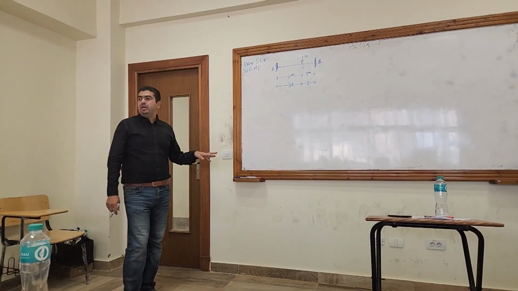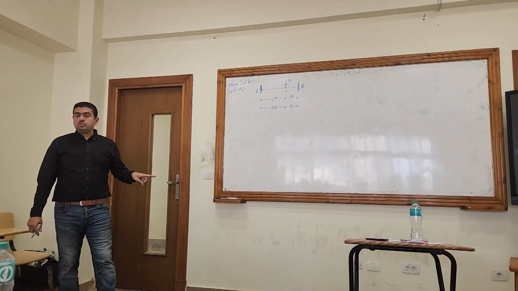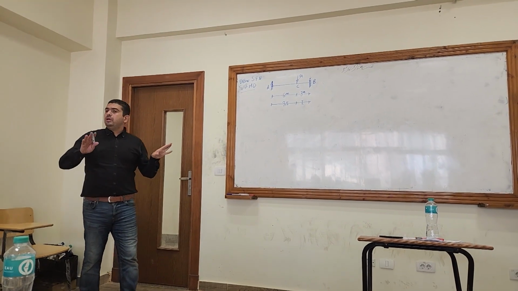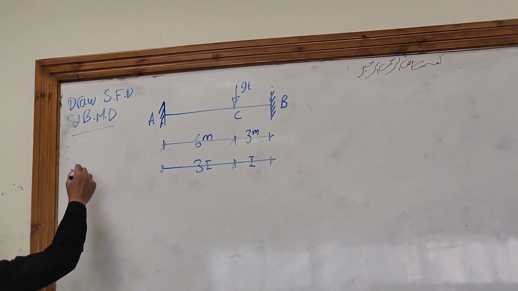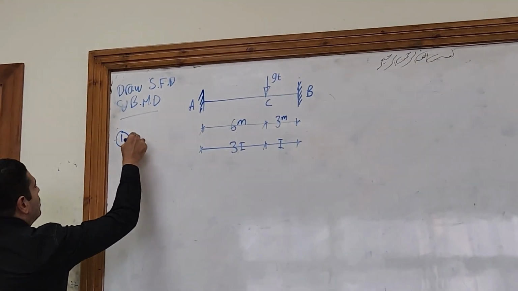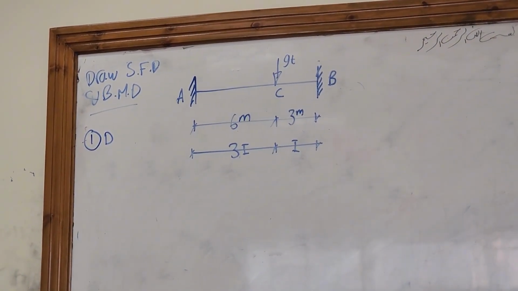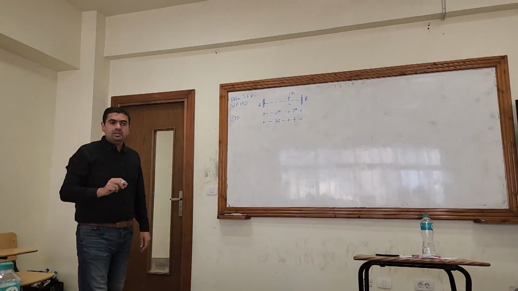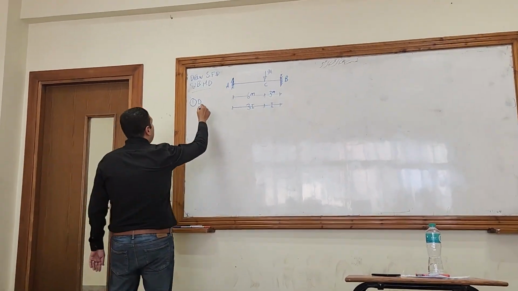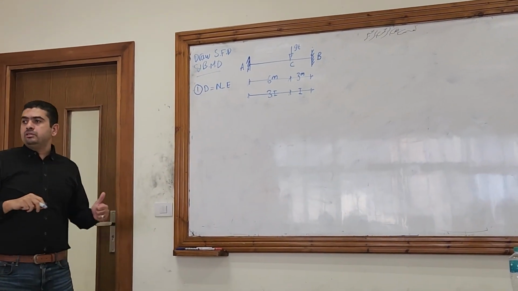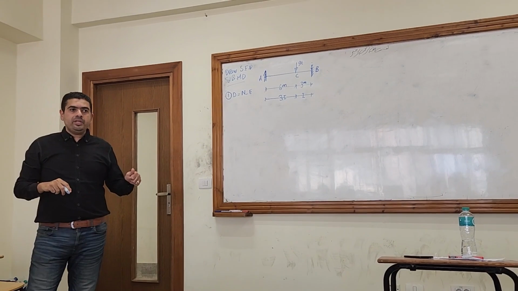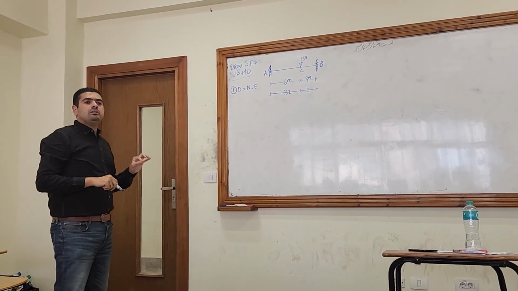So the second example, I have now two fixed supports. Let's go with the 8 steps, one by one again. So what will be the first step? I have to calculate the degree of indeterminacy, which is n minus e, number of redundants minus number of equations. How many redundants now do I have?